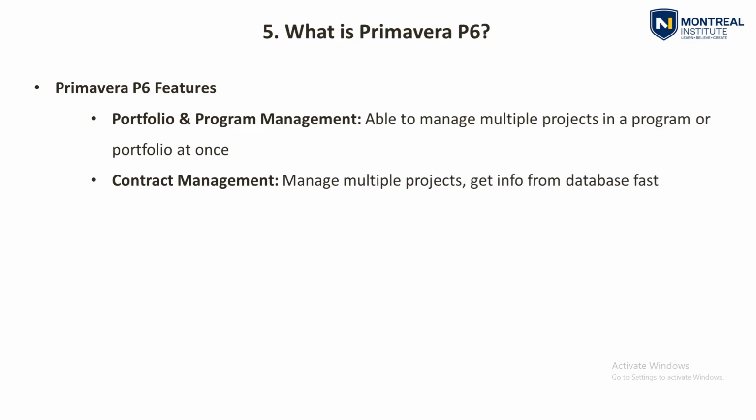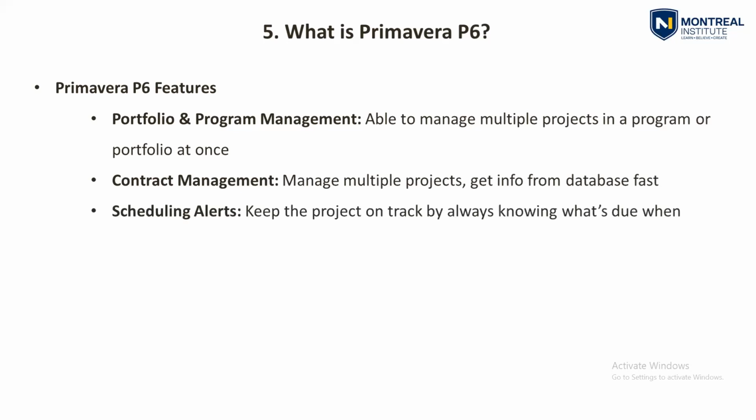For the contract management side also, if someone wants some information, they can get into the database and access the project and see what they want. Scheduling alerts keep the project on track by always knowing what's due when. If you have planned one activity to be completed today, but that activity is not completed today, it will delay the project. So you can filter those activities and track them by knowing what is due and when.